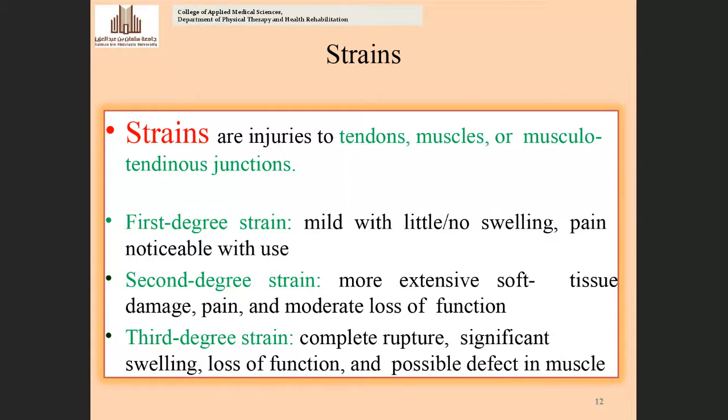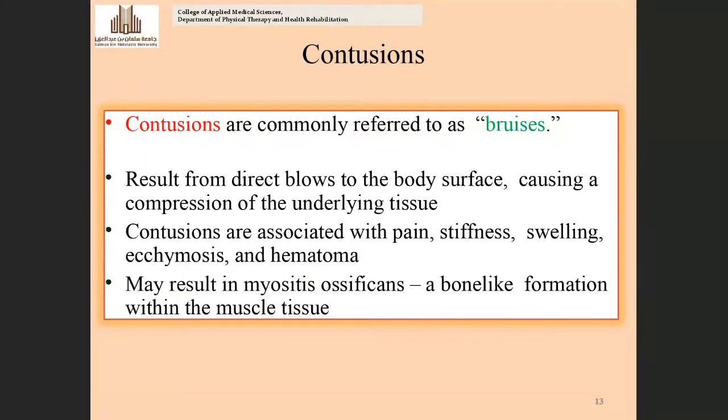In the first degree strain, there is mild pain with little or no swelling, and the pain is noticeable with use. In the second degree, you have a more extensive soft tissue injury. You have a partial rupture of the muscles, with pain and a moderate loss of function.